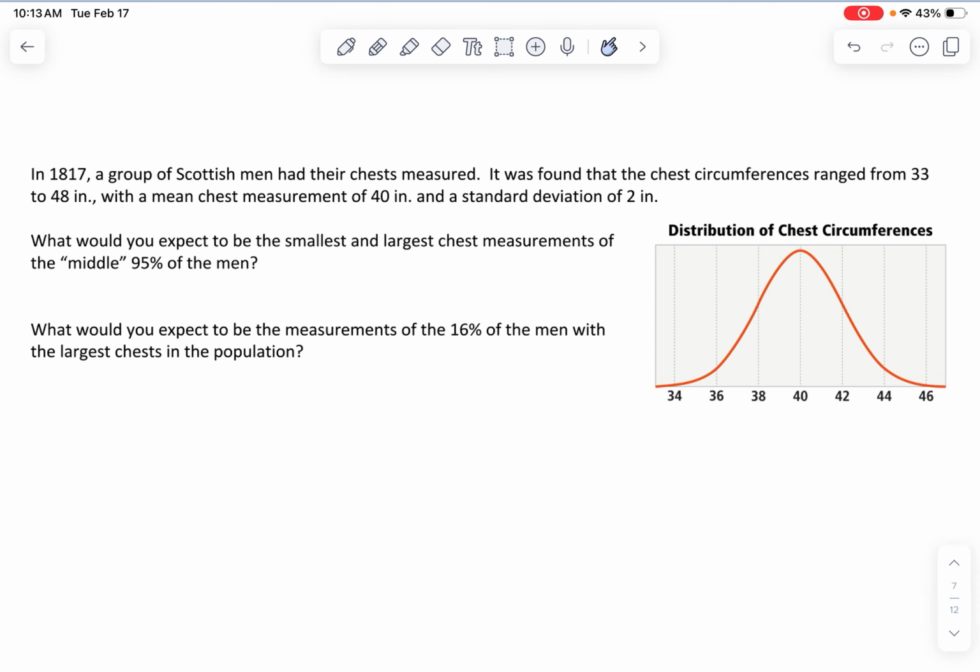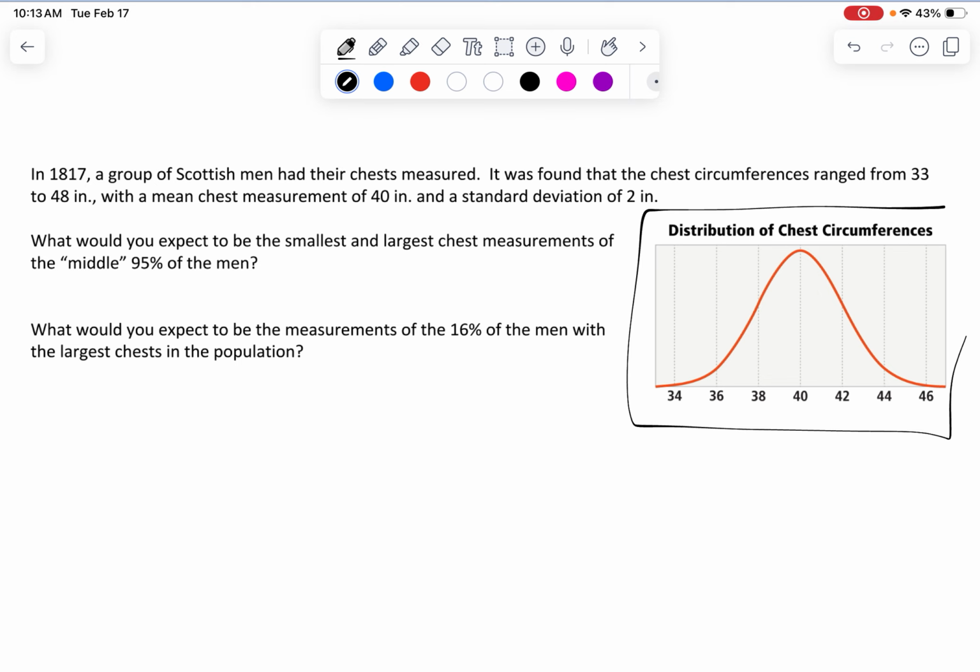But, you know, it's not always quite that simple. So let's take a look at an example here. It says in 1817, a group of Scottish men had their chests measured. It was found that the chest circumference ranged from 33 to 48 inches, with a mean chest measurement of 40 inches and a standard deviation of 2 inches. You can see that this graph here has all that information.